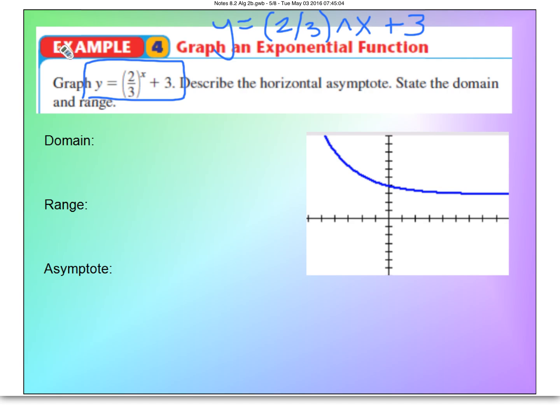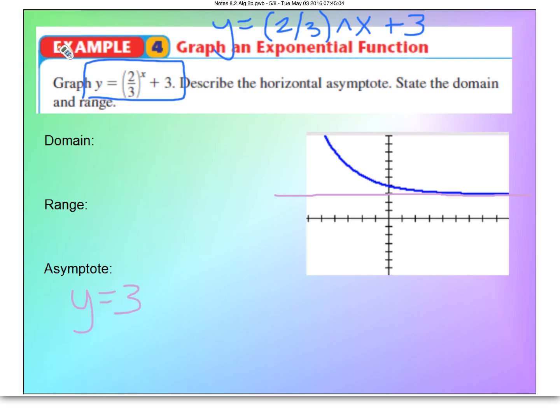Let's first look at that horizontal asymptote. If you draw a line here, you can see that the graph is approaching the horizontal line. It's crossing the y-axis at 3. And so we just write that as y is equal to 3 is the horizontal asymptote.